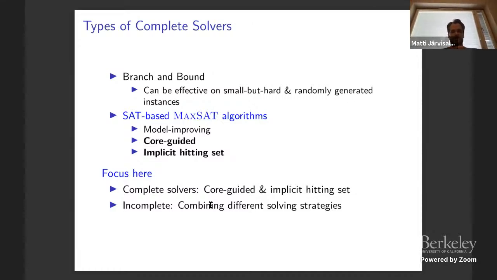When it comes to complete solvers, you can categorize the mainstream algorithmic approaches as follows. There's a specialized branch and bound approach that can be very effective on small but hard and randomly generated instances in particular. But we're not going to focus on this today. We're going to talk about the perhaps more recent developments that can scale to very, very large MaxSAT instances. Namely, these are all using, to one extent or another, SAT solvers. And when it comes to these SAT-based MaxSAT algorithms, there are essentially three types of approaches: so-called model-improving approaches, core-guided approaches, and the implicit hitting set approach.